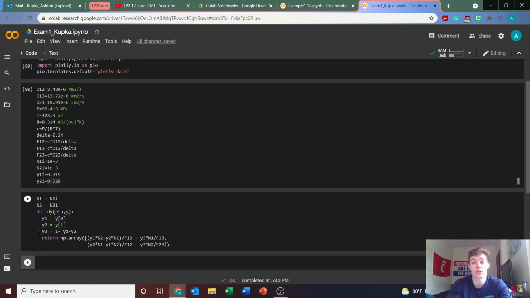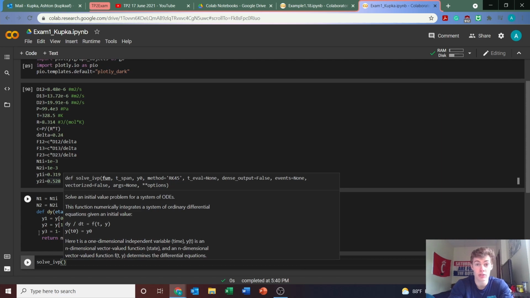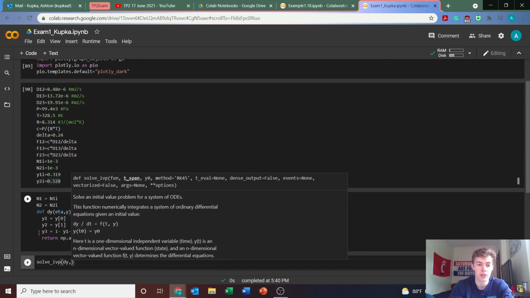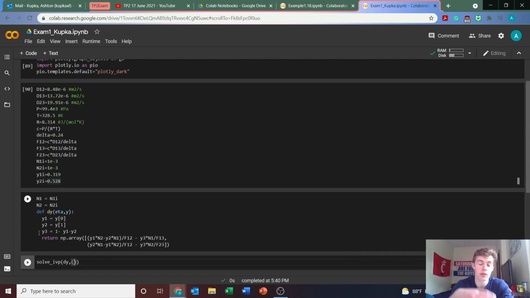And now we're going to solve our initial value problem in order to get the correct mole fractions for methanol and acetone as they diffuse up the container. So we're going to solve our initial value problem. So solve IVP, and it's going to ask for the function we want. And we call our function dy. And then after dy it's going to ask for a span, and we're calling the base where the liquid first starts as 0, and then the top of the liquid as 1.